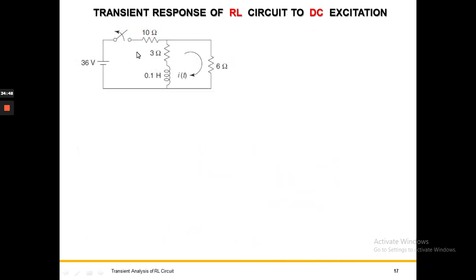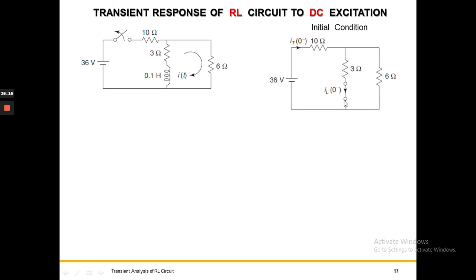Then this is another example. The circuit is like this. First you have to find the initial condition. Consider the position of the switch at time t is equal to 0. You are opening the switch at t is equal to 0. Before t is equal to 0, the switch is closed, so steady state has been achieved. So you evaluate the initial condition.